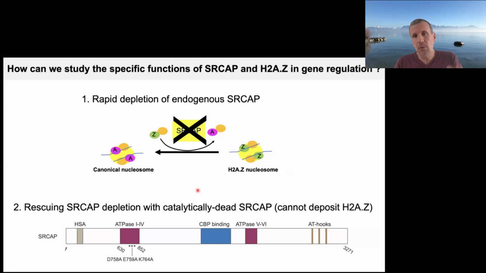This approach, if it works, will both swap the nucleosome types and also deplete SRCAP. So to distinguish between the function of SRCAP and H2A.Z, the second approach we combine with this is to rescue SRCAP depletion with a catalytically dead mutant SRCAP that cannot deposit H2A.Z, in which we made a 3-point mutation in the ATPase domain. I'm first going to explain the first approach and show you some results, before showing you what we can learn from combining this with a catalytically dead SRCAP.